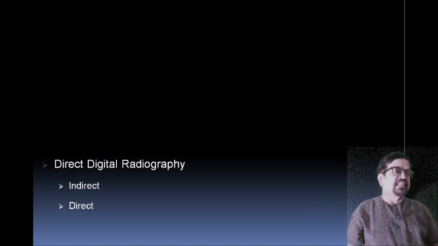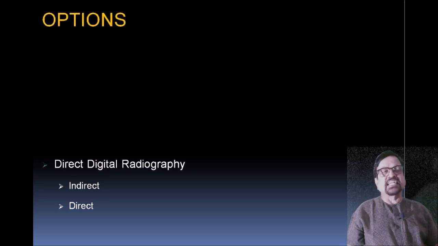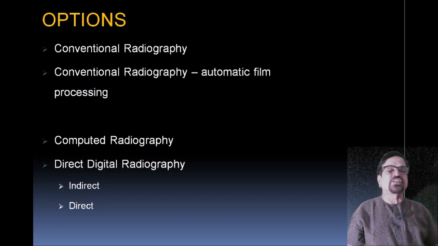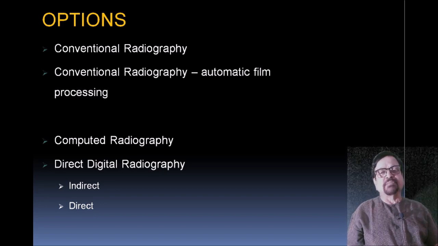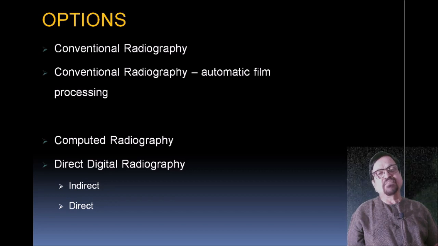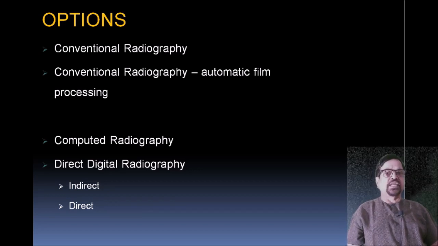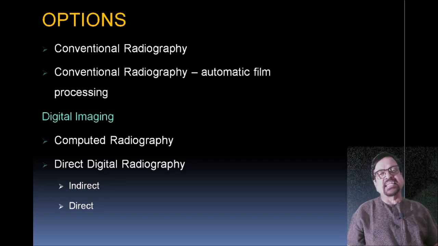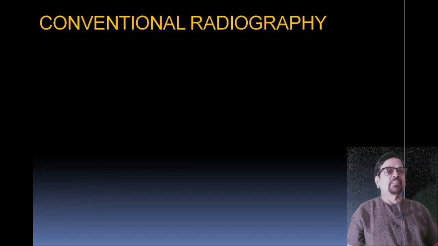Now digital radiography deals with two aspects. One is called direct and second is called indirect. Now what are the options? The options, which we are revising a bit, are conventional radiography, which was going on till now. Second is conventional radiography with an automatic processor, which reduced certain processing time, and then came computed radiography, shortly called CR, and then came direct radiography, which can be indirect or direct. Now all these things we are going to see in this lecture step by step.